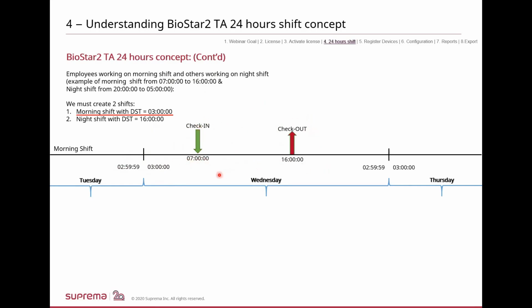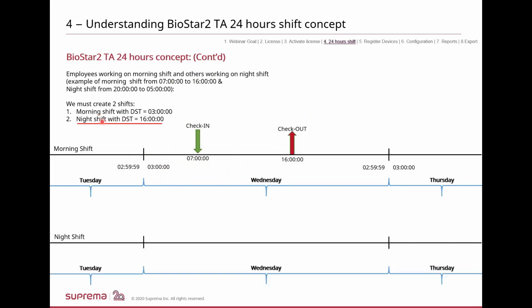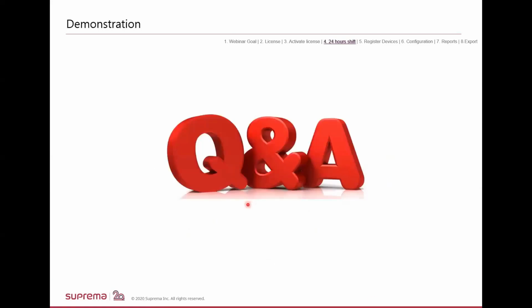On the same concept, if we go for the night shift with the day start time as 4 p.m., then 3:59:59 p.m. is the previous day, and 4 p.m. is the start of the next 24 hours. So when you do the transactions of your duty, check-in at 8 p.m. and leave by 5 a.m. in the morning, both transactions have been completed within 24 hours. So let's continue.